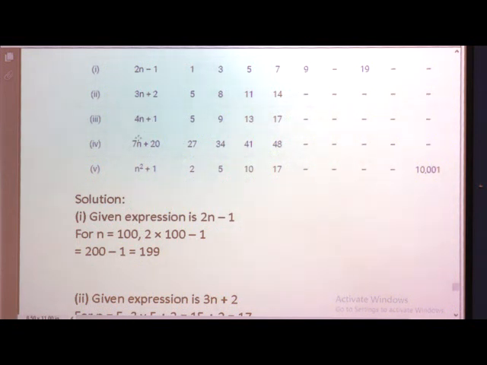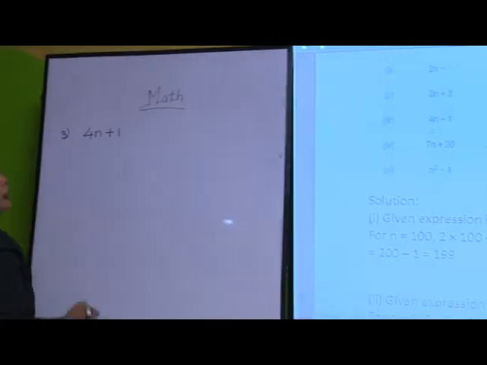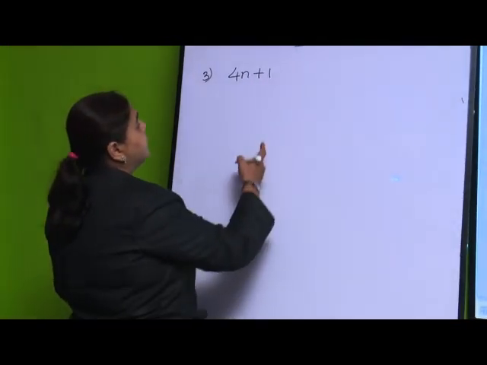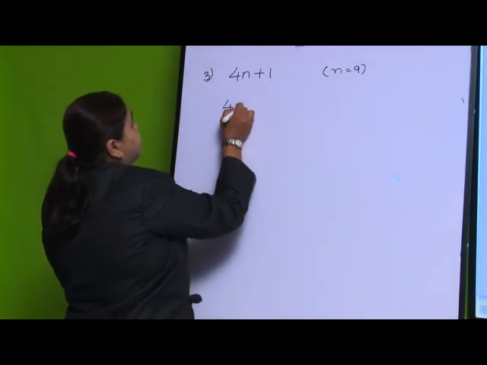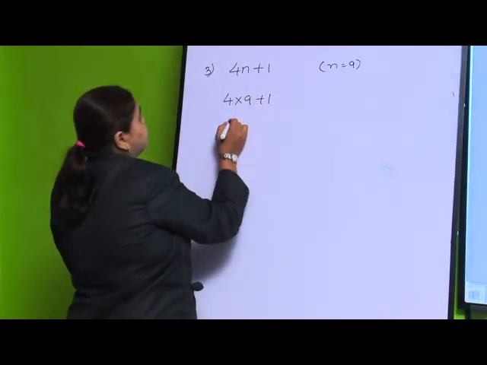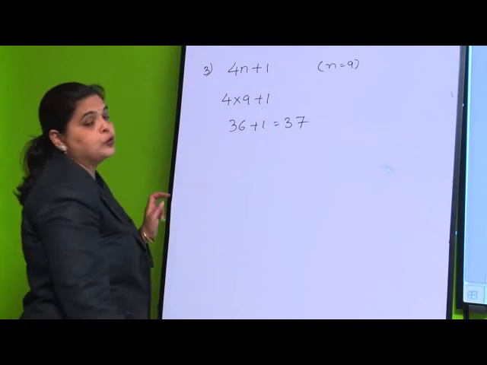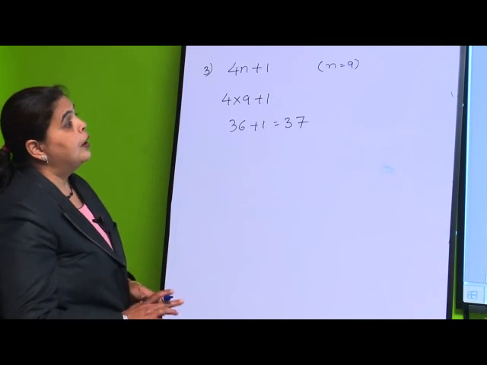We will see one or two examples here on the board, so it will be easy for you to understand. So, we will try to solve some examples on the board. We will go for the third expression, 4n plus 1, where n is given as 9. If the number of patterns we require is n equal to 9, then 4 multiplied by 9 plus 1: 9 fours are 36 plus 1 is 37. So, in the table we write 37 when n is equal to 9.